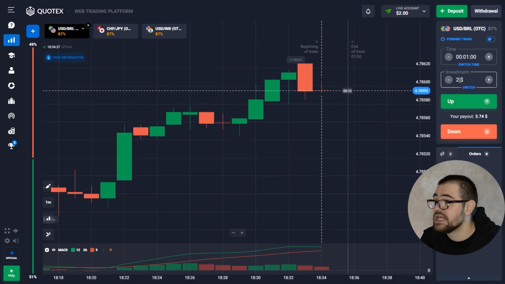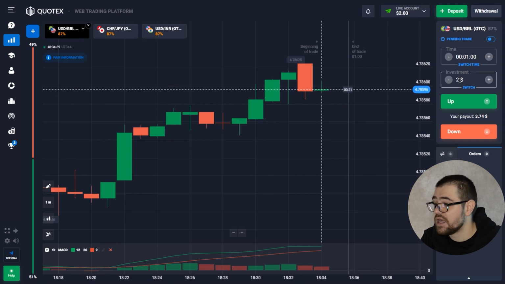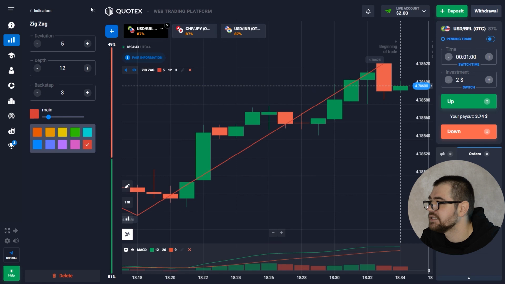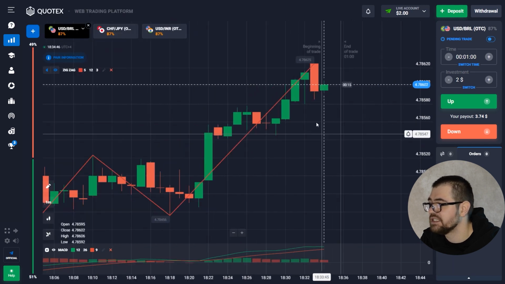So let's jump to today's session straight away. Today's session is gonna start with a couple of dollars. We're gonna put on zigzag indicator and we have the MACD there.